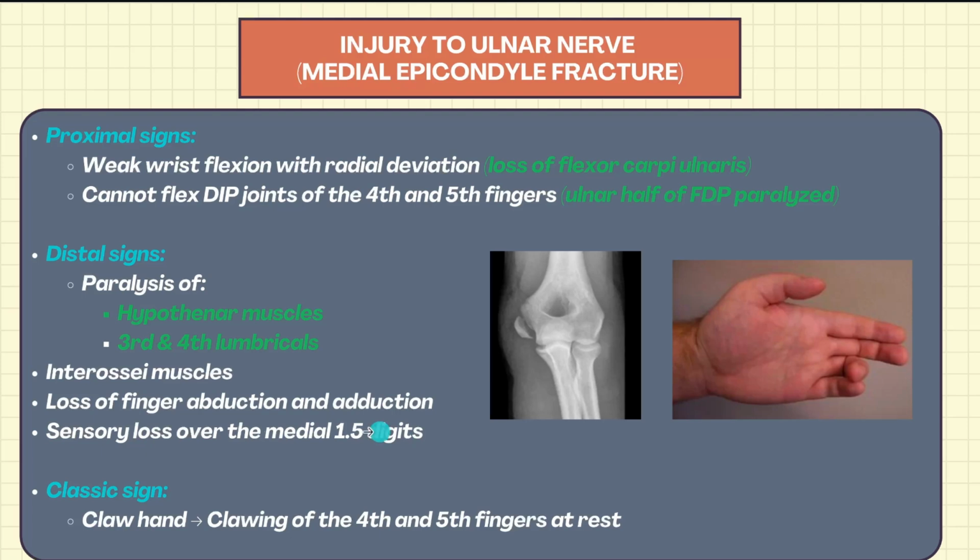The classic sign for this is going to be claw hand. However, I want you to know from here, it won't be a complete claw hand because it's only the ulnar nerve that's affected. The complete claw hand is going to be from the lower brachial plexus.